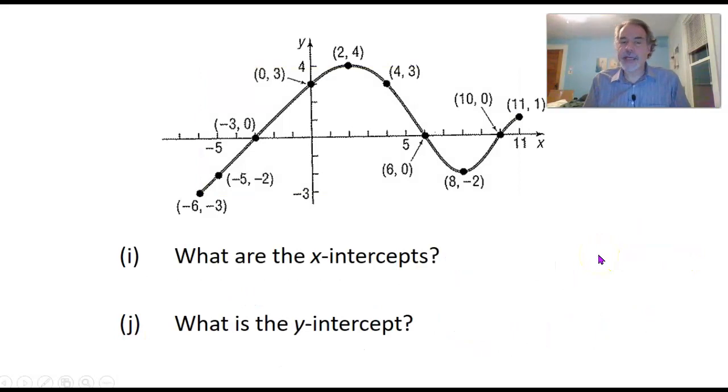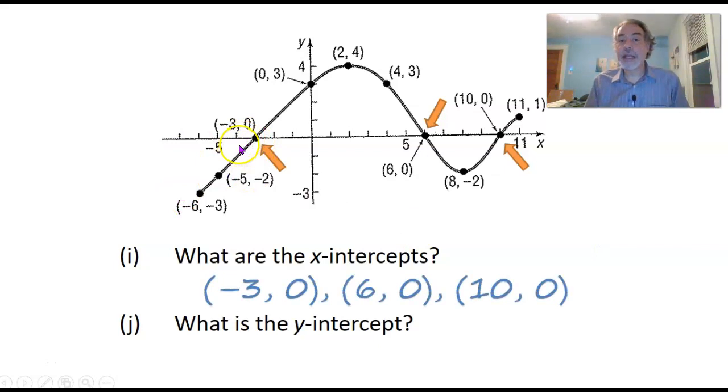What are the x-intercepts? Okay, that's easy. We know what to look for. This graph touches the x-axis at the points (-3, 0), (6, 0), and (10, 0). Those are the points we pointed out before when we were looking at where f of x equals 0. And what is the y-intercept? The graph crosses the y-axis here at the point (0, 3).